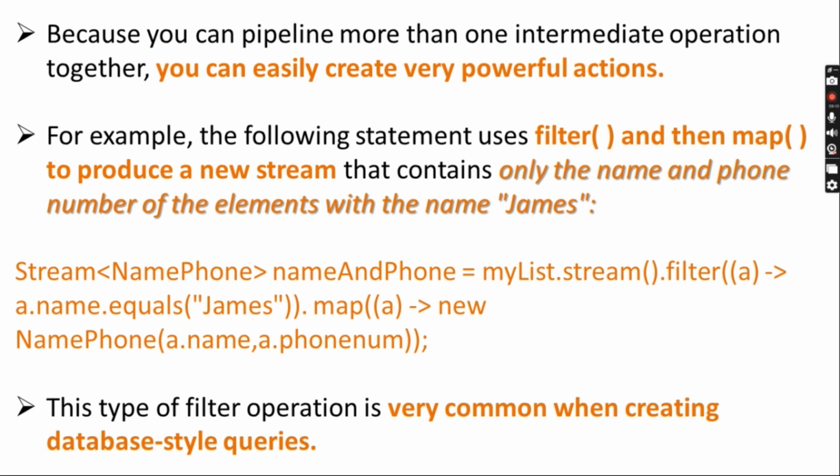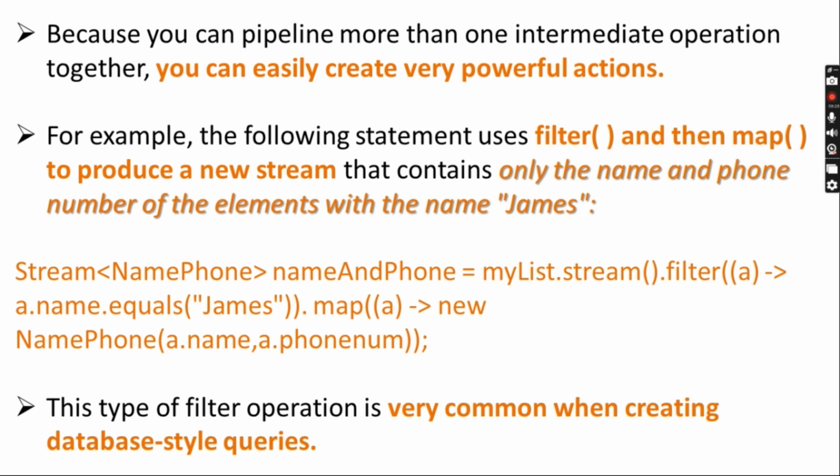You can pipeline more than one intermediate operation. One operation creates a result, and that result will create another intermediate operation. Like this, you can easily create very powerful actions to produce a very great result.